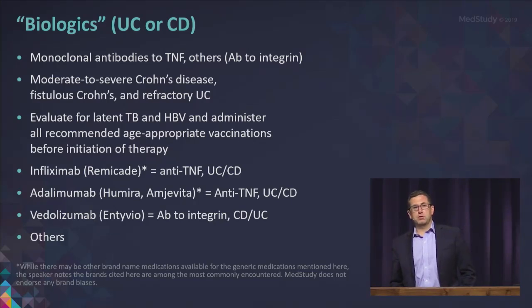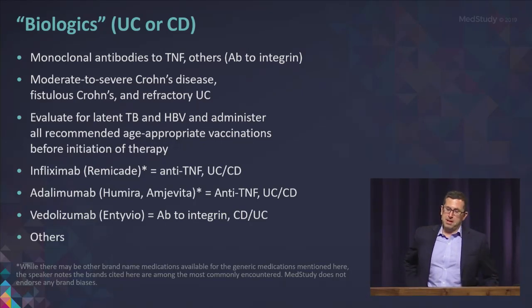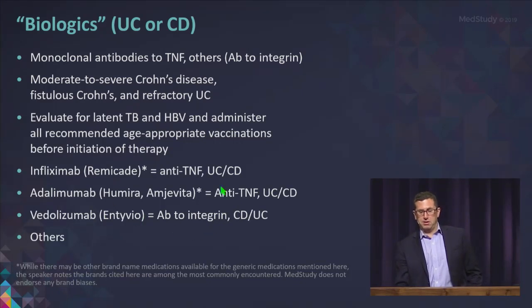Generally, because these are immunosuppressive medicines, you want to make sure the patient doesn't have latent TB or hepatitis B, and you want to administer all recommended age-appropriate vaccinations, ideally before beginning therapy. Some of the classic ones you may see would be infliximab, adalimumab, also known as Humira, and then there's vedolizumab or Entyvio, which is an antibody to integrin. All three of these could be used in both UC and Crohn's disease.